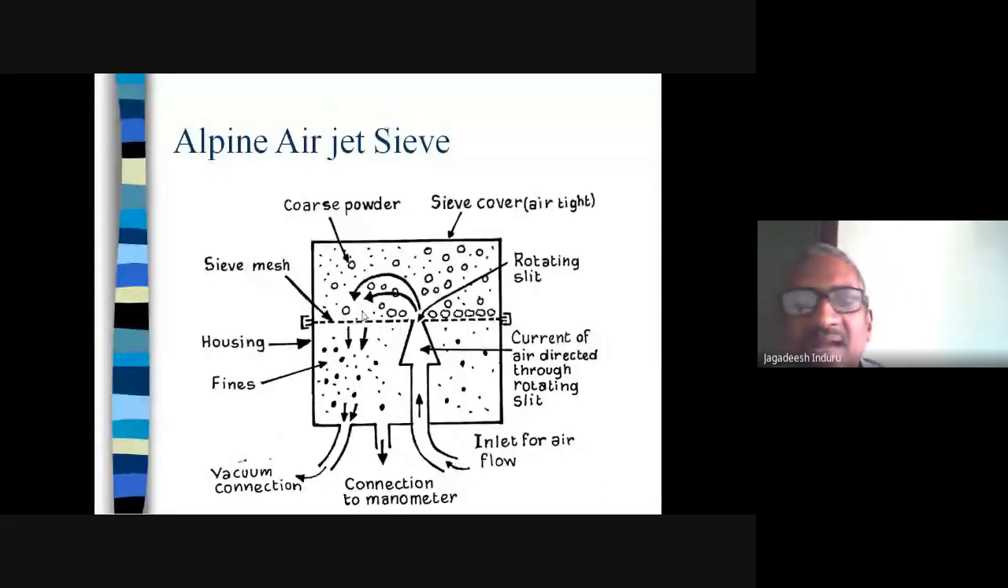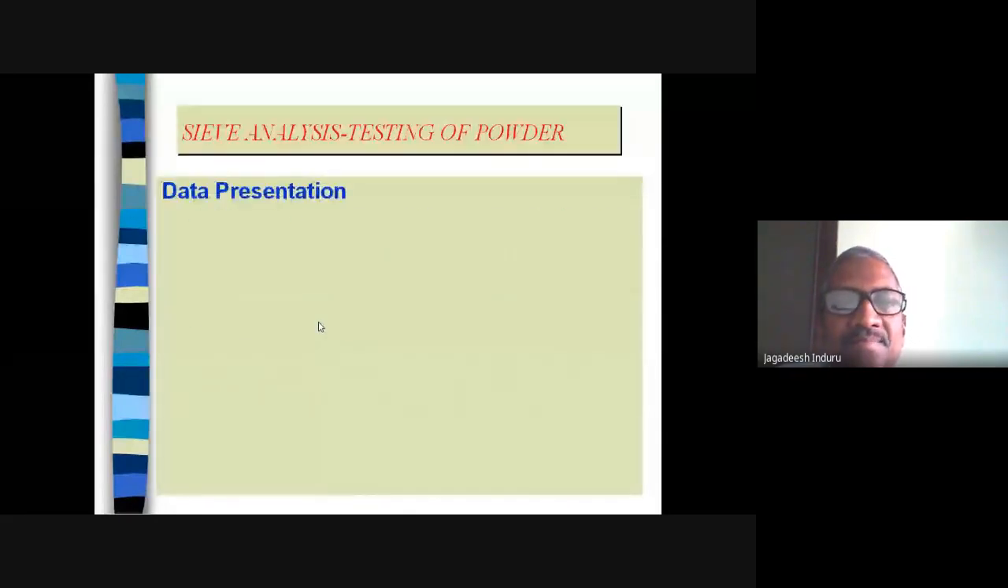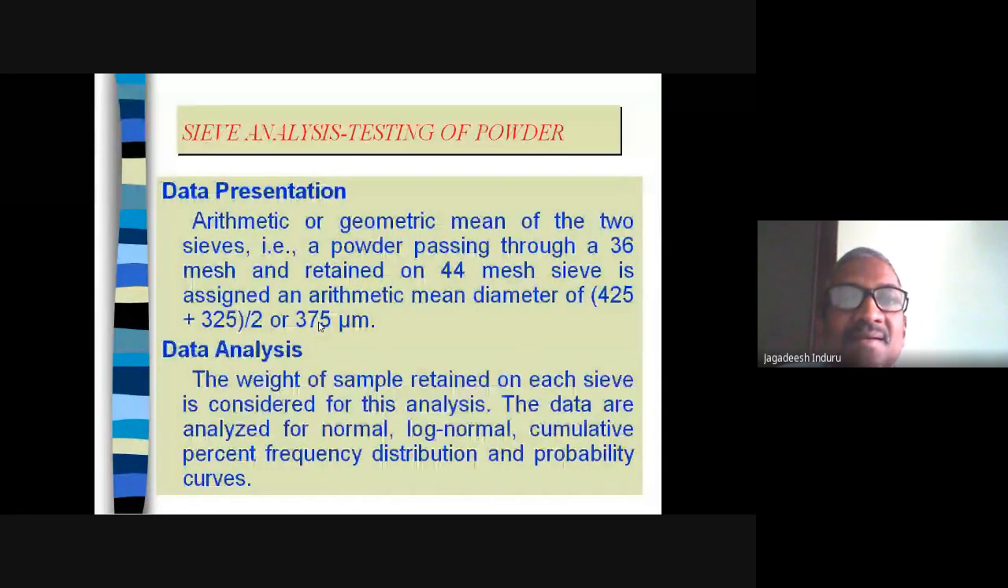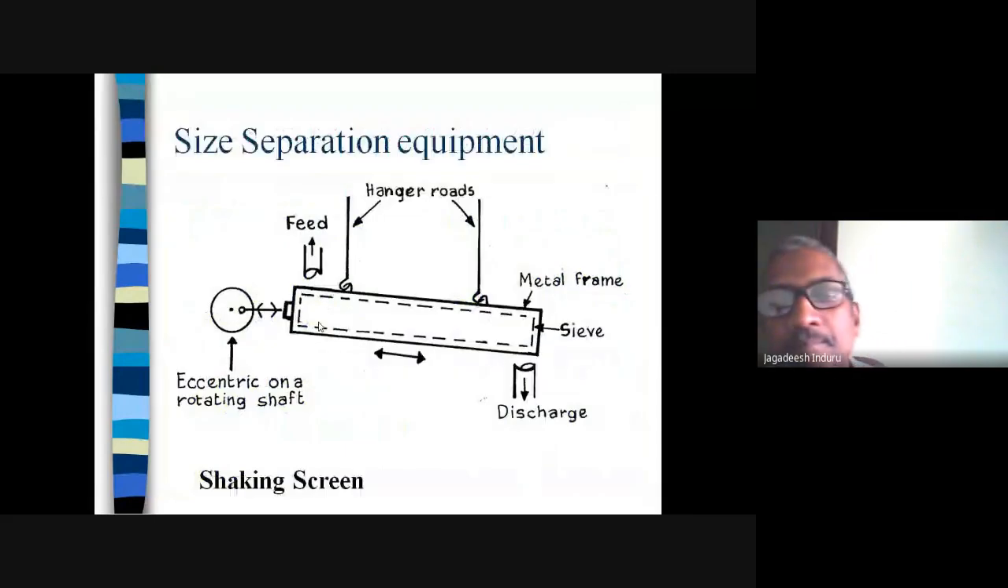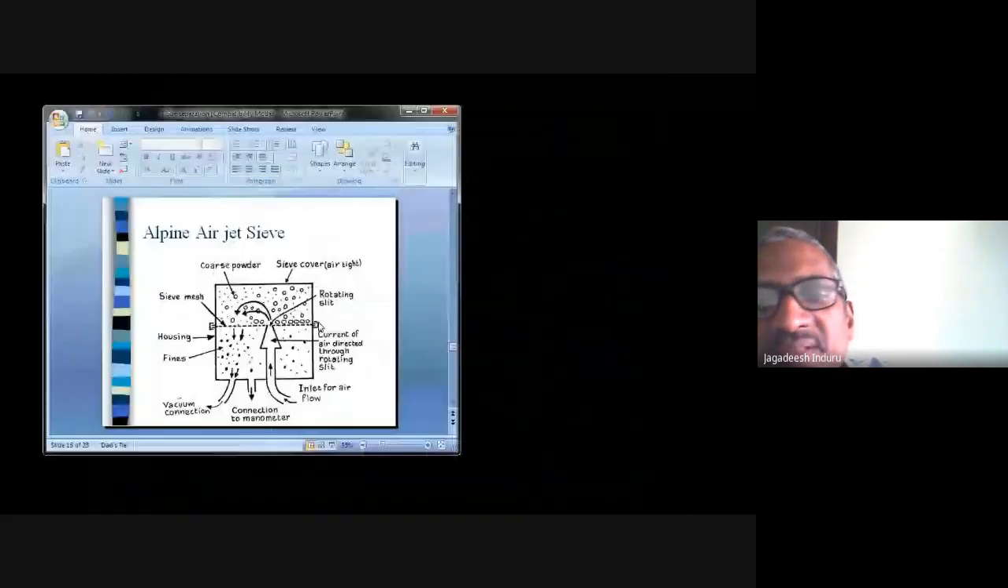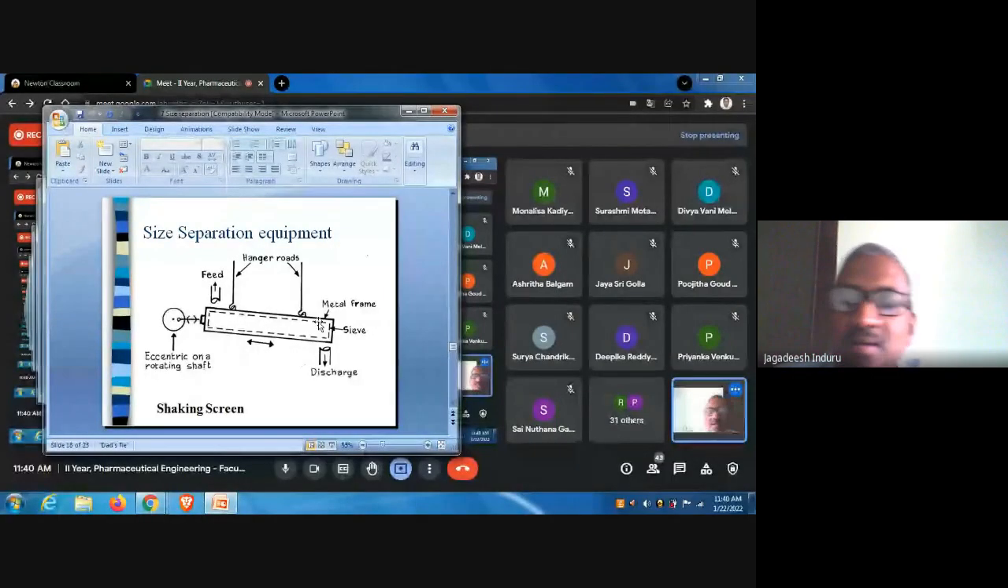Now you may get the question, sir, I have 1 ton of material in production and I want to pass it through. Can I do it? No, you can't use the sieve shaker machine and the Alpine air jet for production purposes. For that purpose, we are going to have another machine called size separation equipment. We are going to use this equipment for large amounts of powder, having the highest weight.